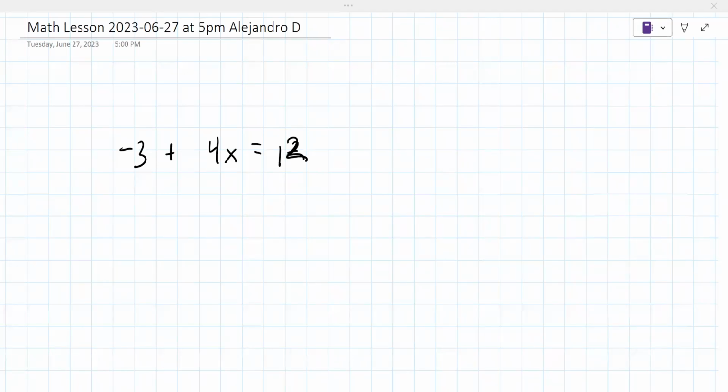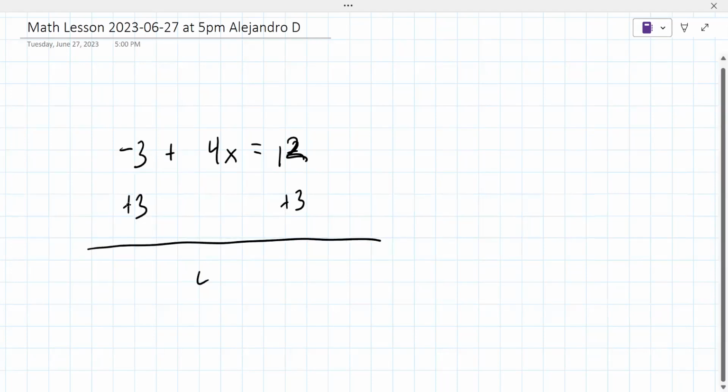Is it x equals 3.75? Okay, did you add 3 to both sides? Yes. Okay, so that's 4x equals 15. Very good. Divide by 4. And I threw in a little wrinkle there with the decimal.